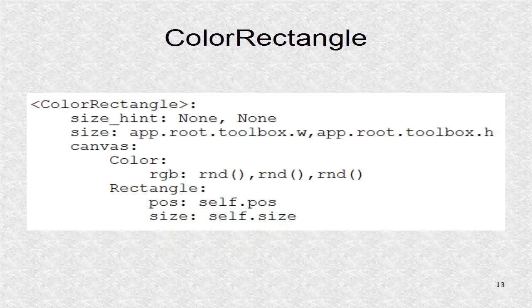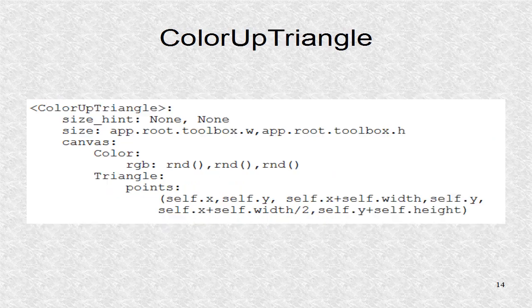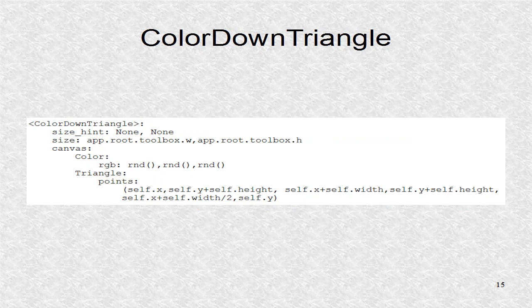13. This is the Kivy for the second widget. It is similar to the first except it is based on the rectangle canvas instruction. 14. This widget draws a triangle which points upwards. 15. This widget draws a triangle which points downwards.